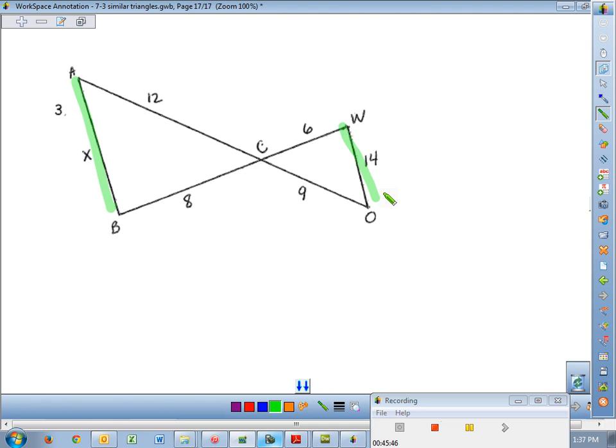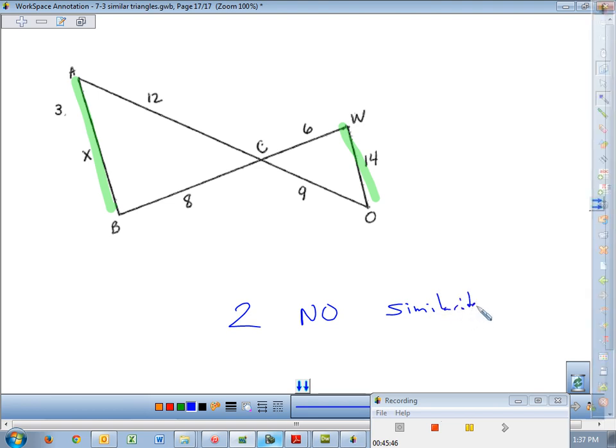Sound good? The other thing I will tell you is how many no similarities there are on this whole worksheet. There are 2 no similarities. There are only 2 that you will say no to. It means you can't prove them similar.